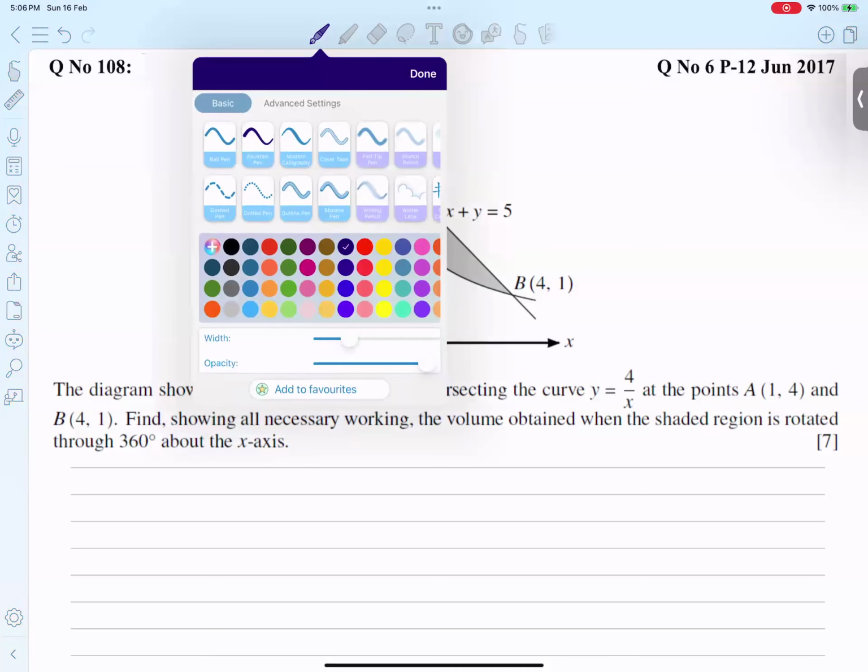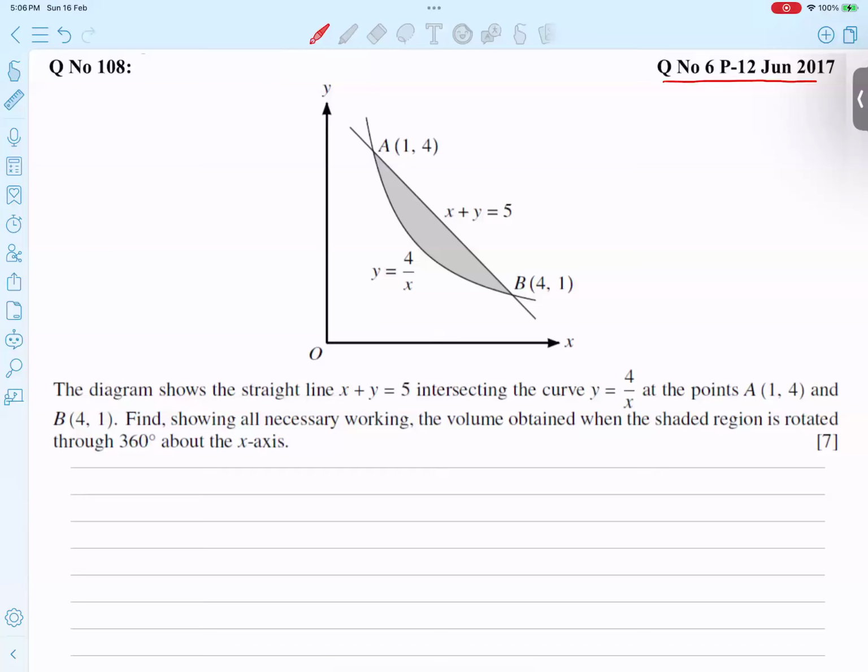Bismillah ar-Rahman ar-Rahim. This question is from June 2017, 12 reading, question number 6. If you look carefully, it's asking for the volume obtained when the shaded area is rotated 360 degrees about the x-axis. Just for your concept, whenever two curves are there, we need to find the points of intersection. Luckily, the x values are given here, x = 1 and x = 4. So this is x1 and this is x2, and we have the lower limit and upper limit.